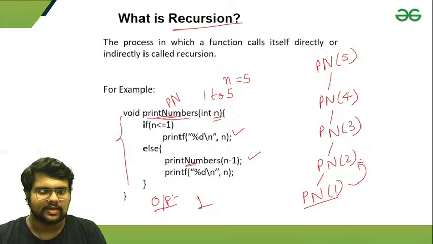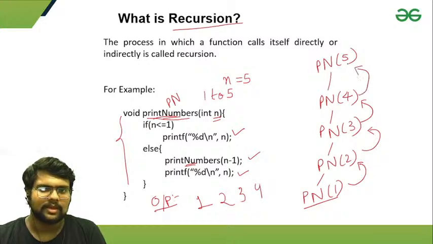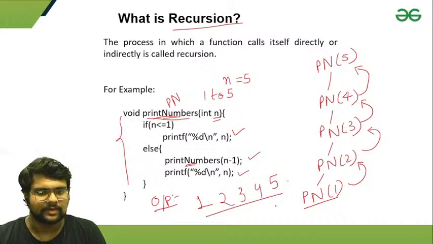Then it will return to where it was called. Here it was called at Pn of 2, so it will print 2. This print statement will get executed. Again the call will return to Pn of 3, so 3 will be printed. Again at Pn of 4, 4 will be printed, and again to Pn of 5, so it will print 5. So it will print 1, 2, 3, 4, 5. All this will be on a new line because I have mentioned a newline character here. So it will be something like this: 1, 2, 3, 4, 5. This will be our output.